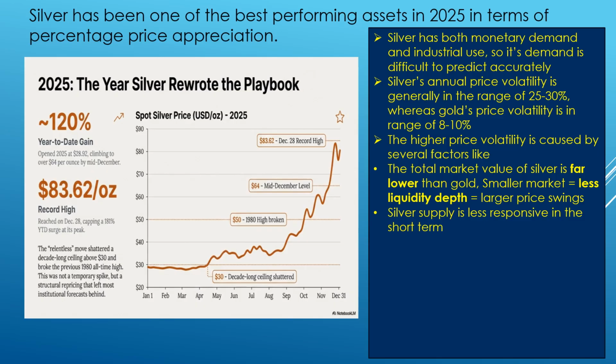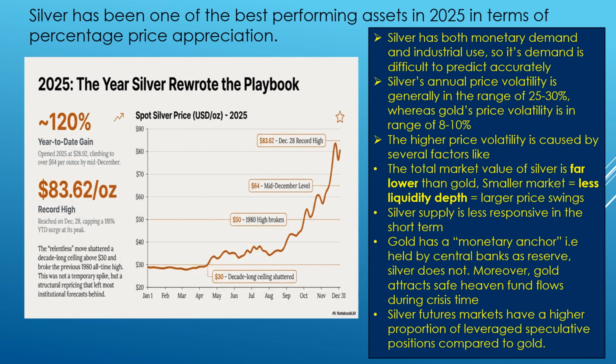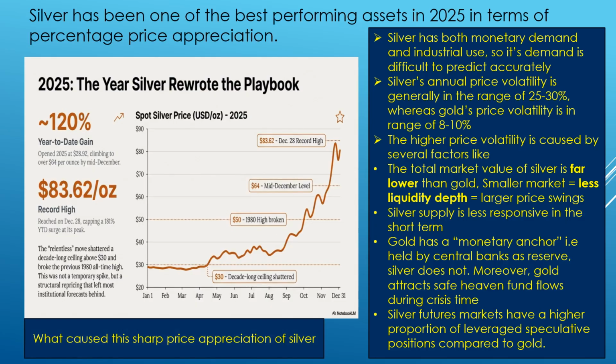Silver supply is less responsive in the short term. Gold has a monetary anchor, that is, it is held by central banks as reserve. Silver doesn't. Moreover, gold attracts safe haven fund flows during crisis time. Silver futures markets have a higher proportion of leveraged speculative positions compared to gold. Now, what caused this sharp price appreciation of silver?